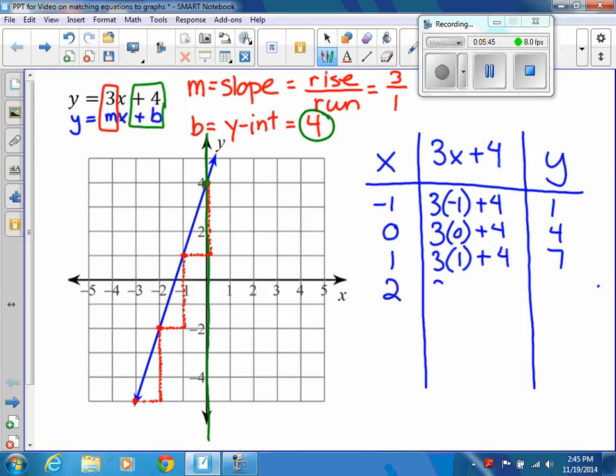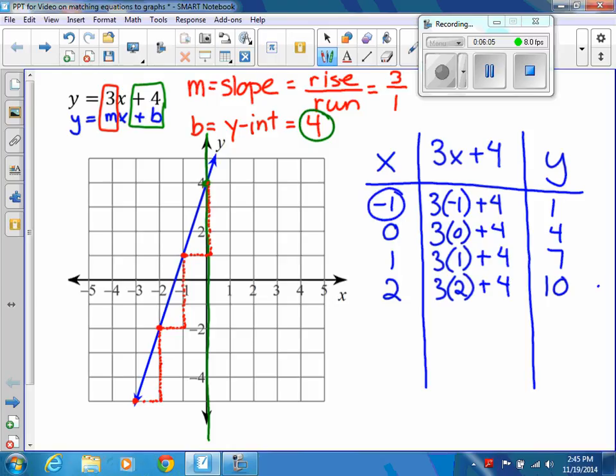And then 2, oh, excuse me, I'm sorry. 3 times 2, the 2 goes inside, so 2 is my x, plus 4. That gives me 3 times 2 is 6. 6 plus 4 is 10. Okay, so now I have my x and y values. So I'm going to double check them.